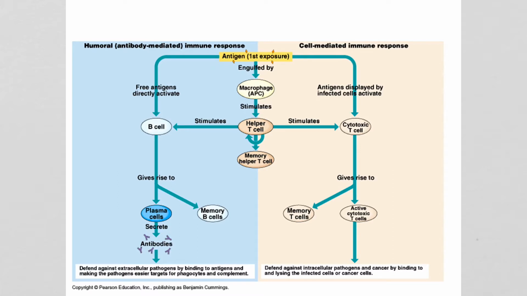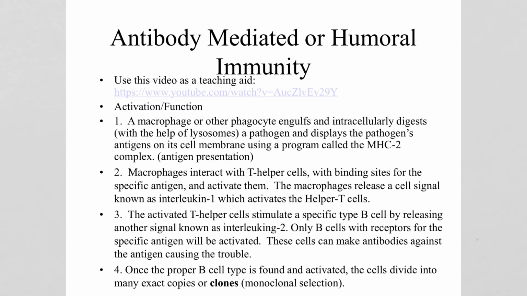This diagram is a really good one to understand, and we're going to come back to it in just a second. But it outlines how both parts of your specific immune response, the humoral antibody-mediated part and the cell-mediated part, how they're activated and also how they function. So let's talk first about antibody-mediated or humoral immunity and sort of how it works.